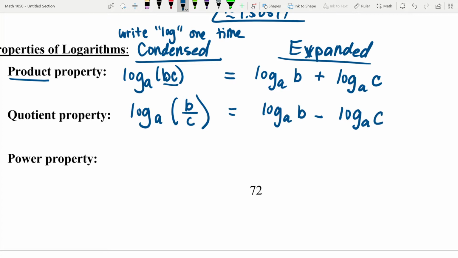The power property, you guys already know. If you have log base A of B raised to the C power, to have that fully expanded, you have to pull that exponent down in front. So that would be C log base A of B. Fully expanded means you don't have exponents, you pull them down in front. You already knew that one, that last one really.